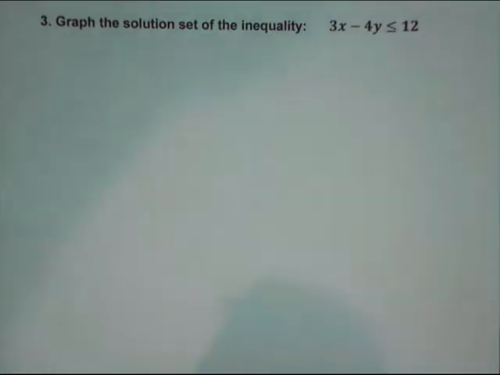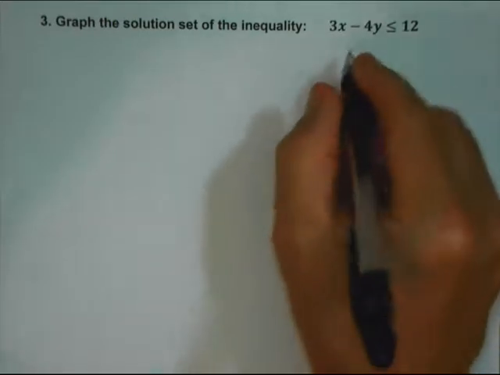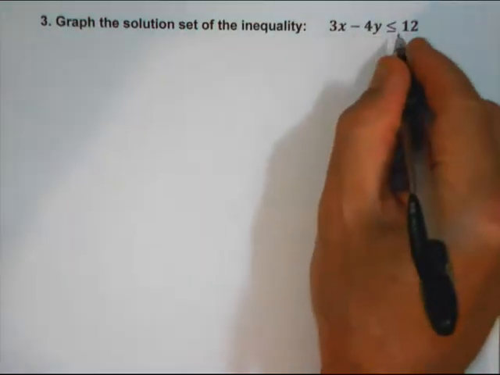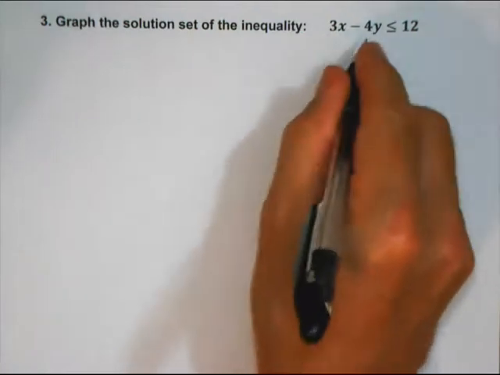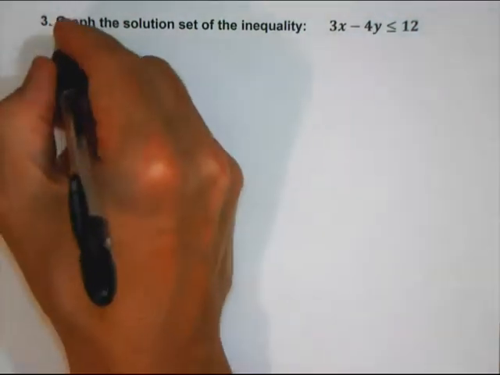Exercise 3. Graph the solution set of the inequality 3x minus 4y less than or equal to 12. Okay, after you examine this inequality for a moment, you come to the realization that this is a linear inequality.